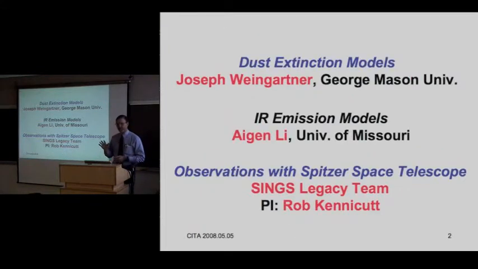So let me first give you some credits here. The modeling which is going to be described here is going to be based on modeling of the dust extinction curve by Joe Weingartner, who was a CITA postdoc some years back. The infrared emission models that are going to be described here work with the same dust that Joe modeled. That was work done with Aigen Li when he was a postdoc at Princeton. He's now at the University of Missouri. And then they're going to be applied to observations taken with the Spitzer Space Telescope as part of the Spitzer Infrared Nearby Galaxy Survey, which was one of the legacy projects that Rob Kennicutt was the PI on.